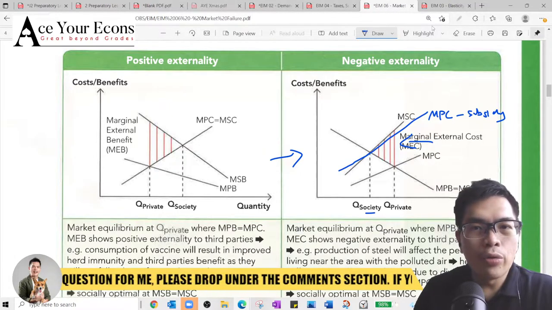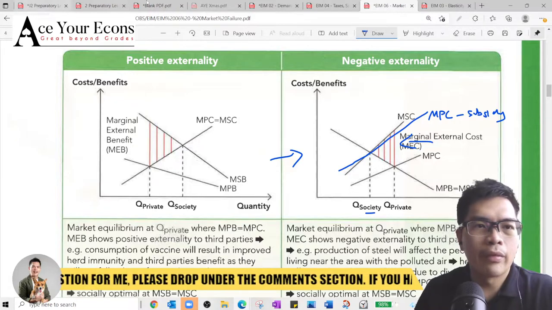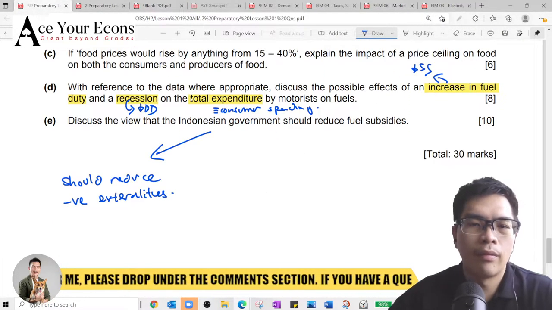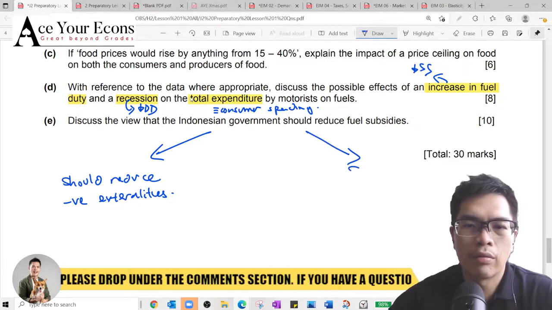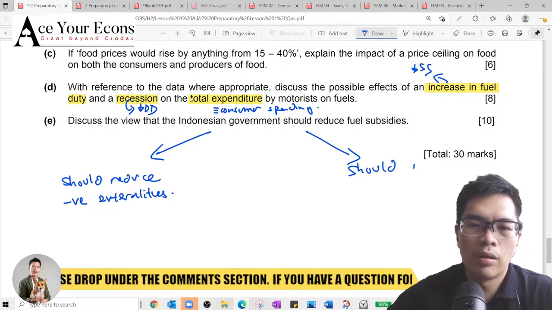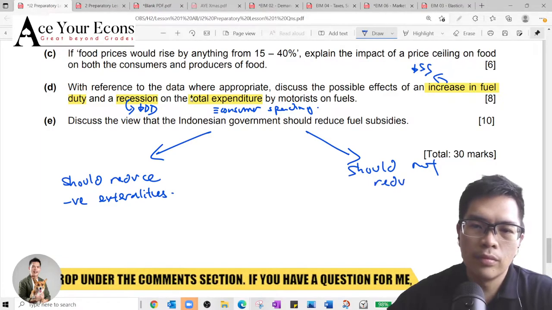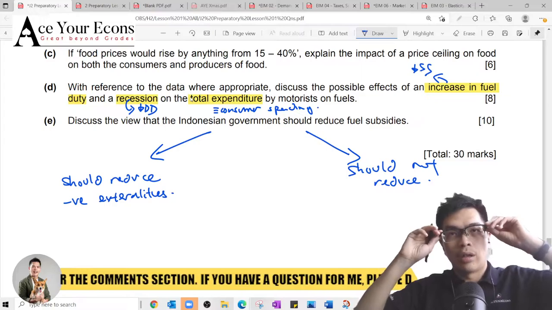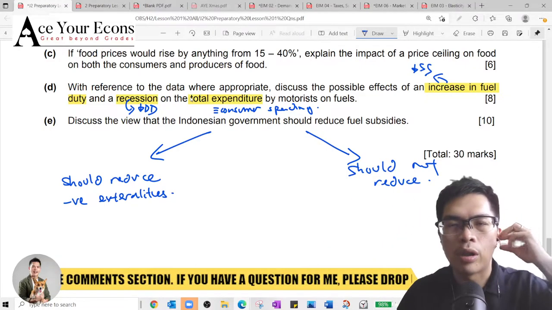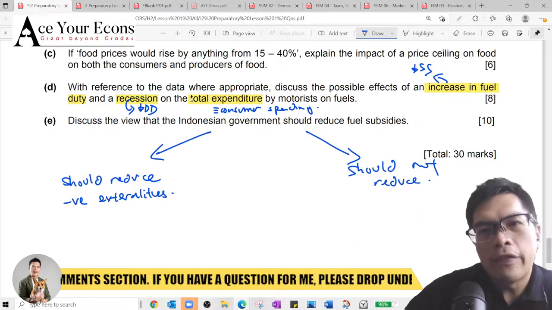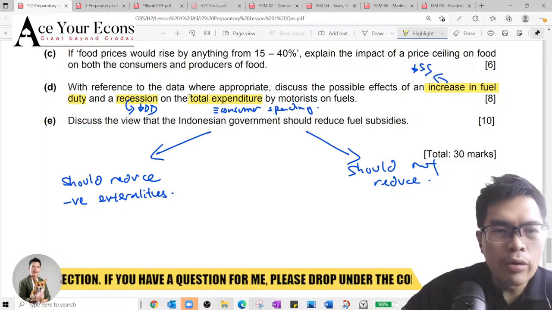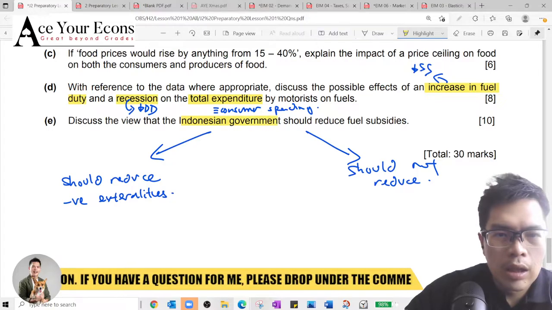Now I want you to think of a counterpoint. Is there a counterpoint of reducing? Should not reduce. Why is there should not reduce? Before we go into the overall framework, you realize that negative externalities work here, right? I want you to highlight this: government.